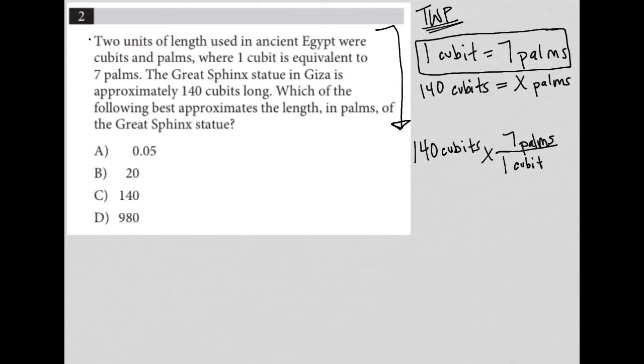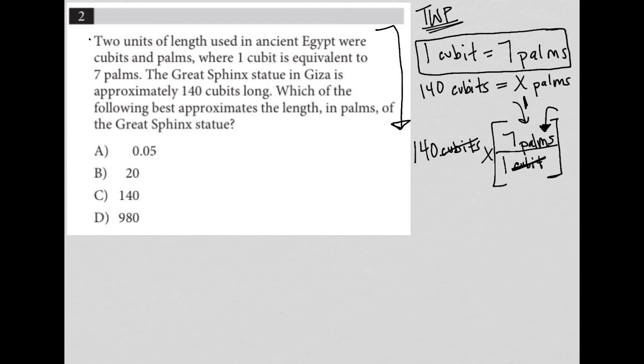Basically, the sense here is I have a certain unit, cubits, but I don't want that unit in my answer. So I need it to cross out or cancel out in order to introduce my new unit that I want. And I can write this as a ratio, right? The relationship between the 2 units can be written as a ratio because technically this represents 1, right? Because they're both equal to each other. 7 palms is equal to 1 cubit.